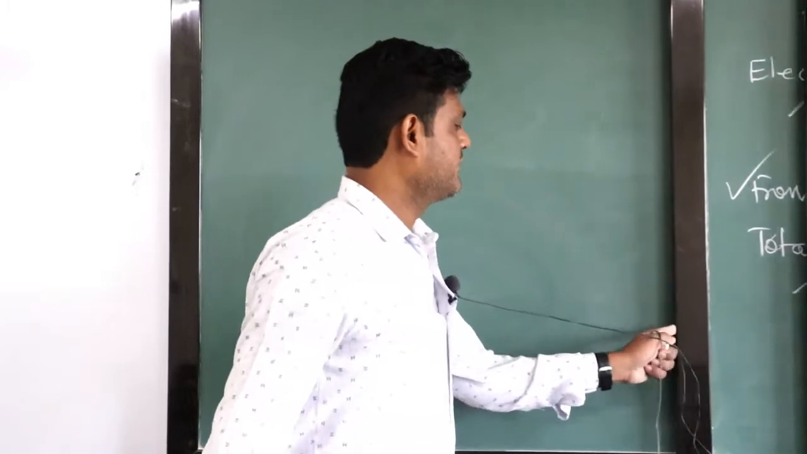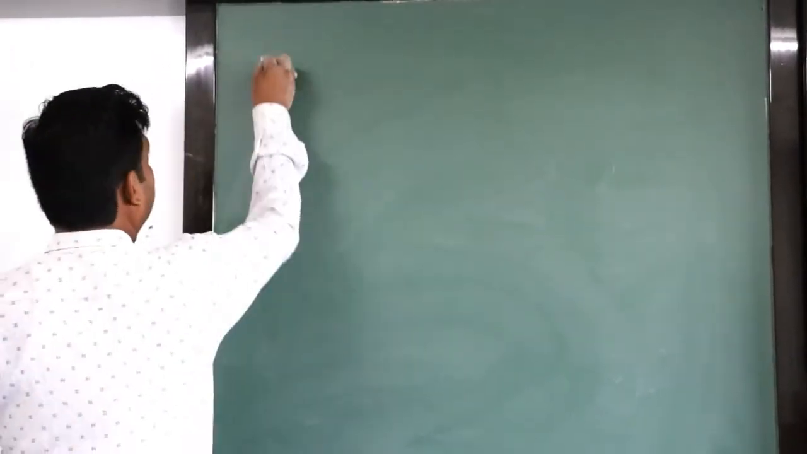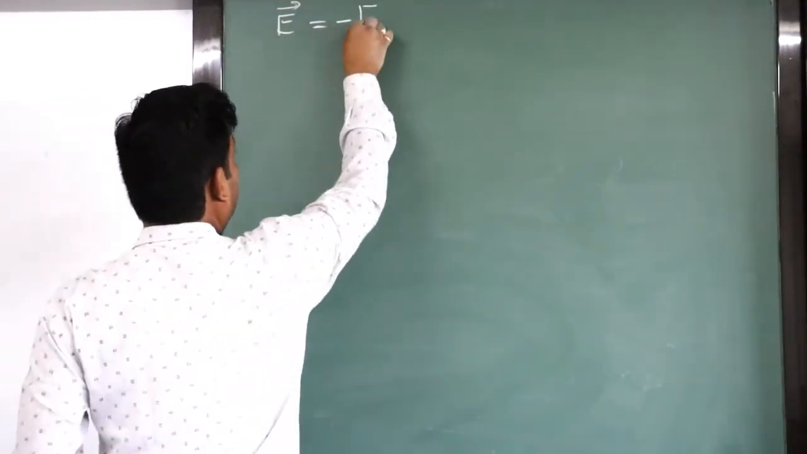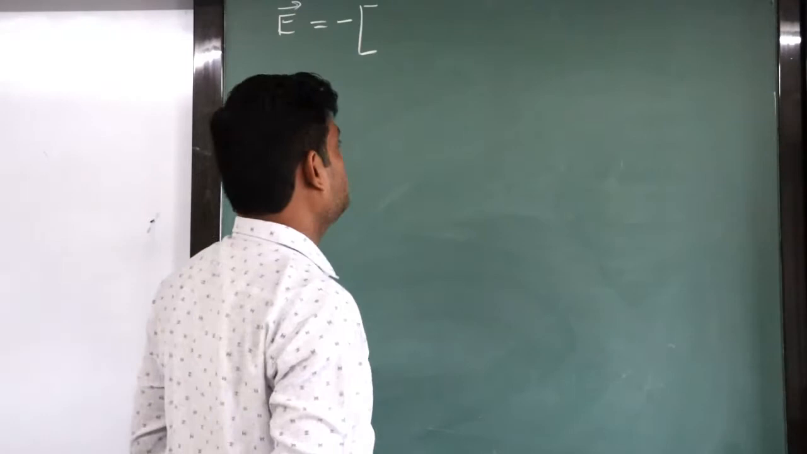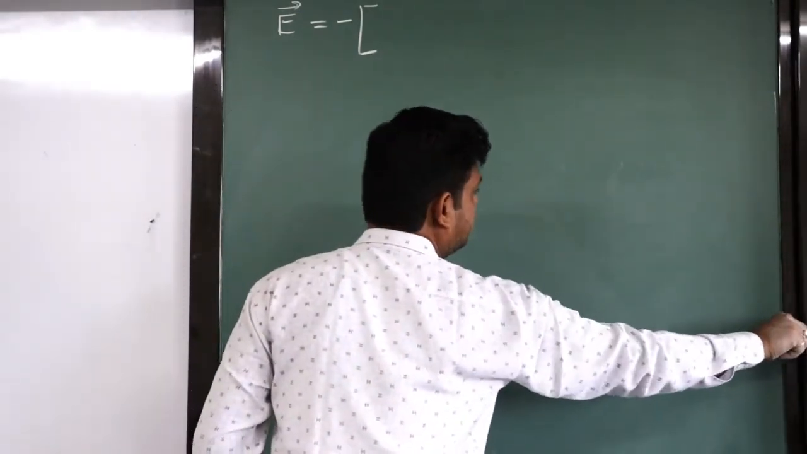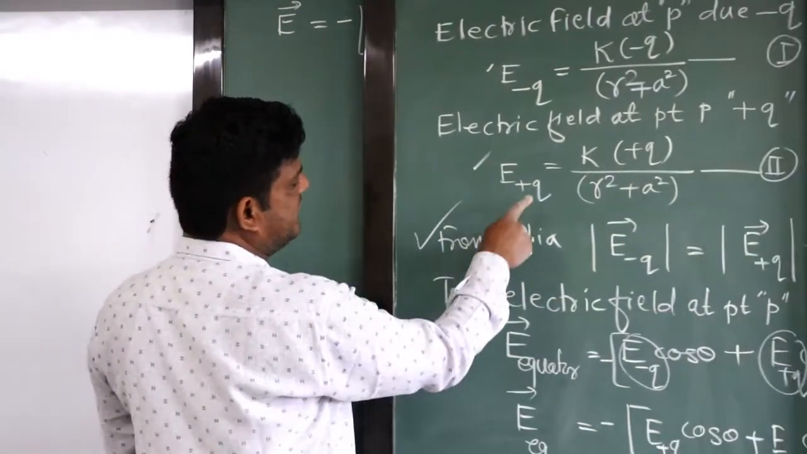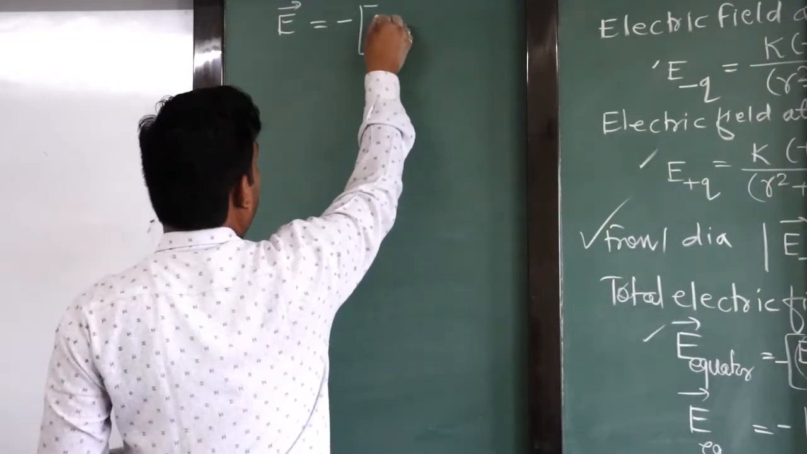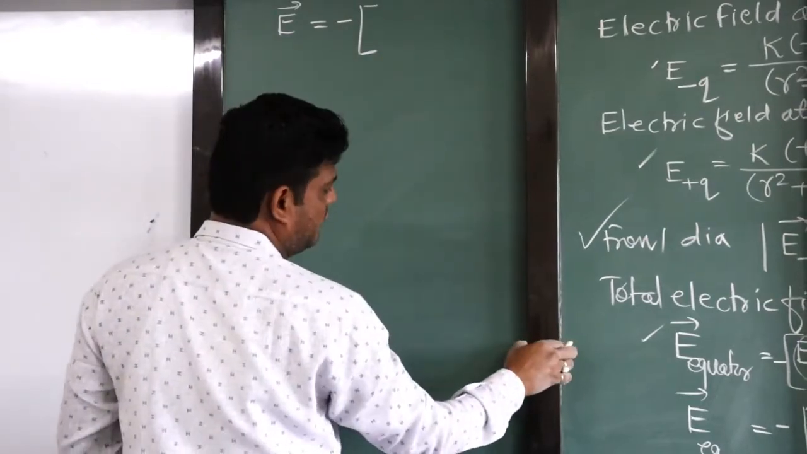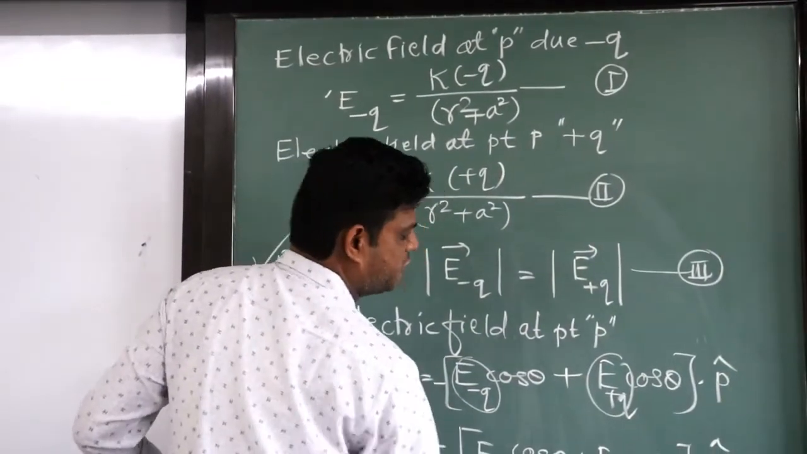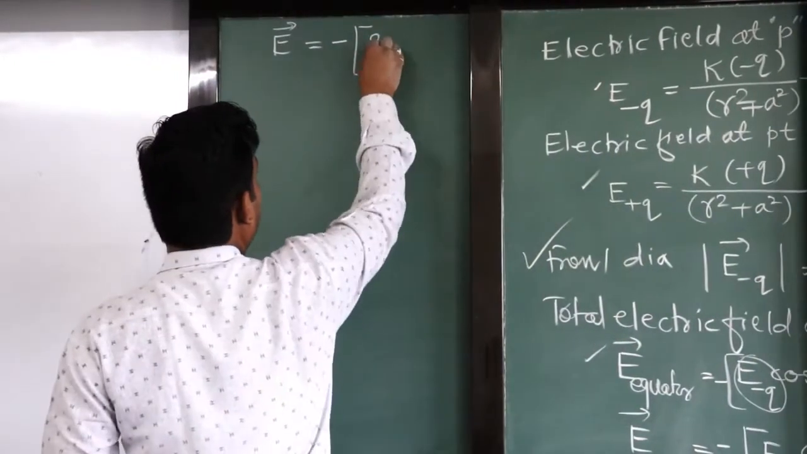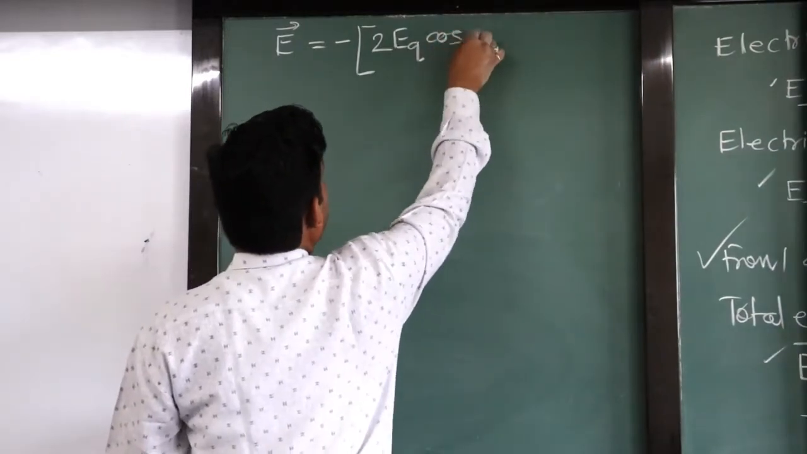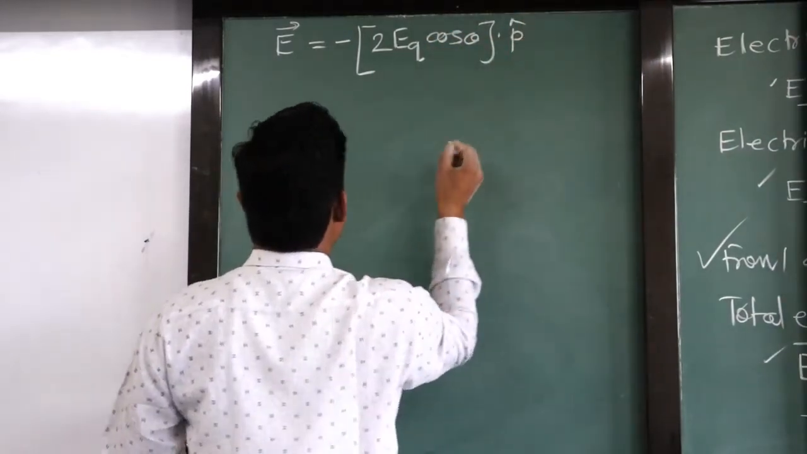Now putting the values here, E vector equals minus of E plus Q. What is the value of E plus Q? That is KQ divided by R square plus A square. We will write E plus Q two times, E plus Q cos theta into P cap.